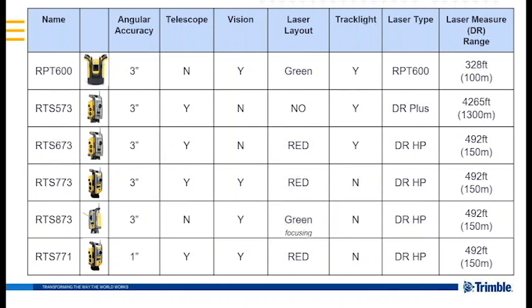And then we've got the 873, which actually has a green laser in there, which is great, and we're seeing that's our most popular instrument for sort of internal setting out.